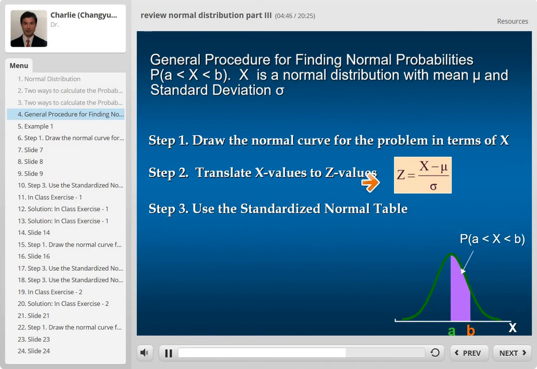Now step 2, we translate the x value to z value. Use this formula. z equals x minus mu divided by sigma, and this mu comes from here, which is the mean of the normal distribution, divided by the standard deviation, which comes from the standard deviation of the normal distribution x. Okay, we're going to show you an example. Step 3, use the standard normal distribution table. So it's very simple, 3 steps.